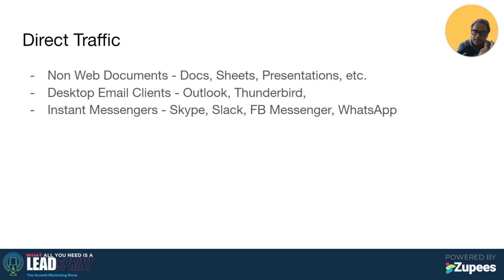So desktop email clients like Outlook and Thunderbird don't send referrers, or they are sometimes referred to as direct traffic. Instant messengers, you send someone a link on Slack, Google Meet or Hangouts, Facebook Messenger, Skype, WhatsApp, they don't generally track properly. They are lumped as direct traffic in Google Analytics. So that is an important distinction.